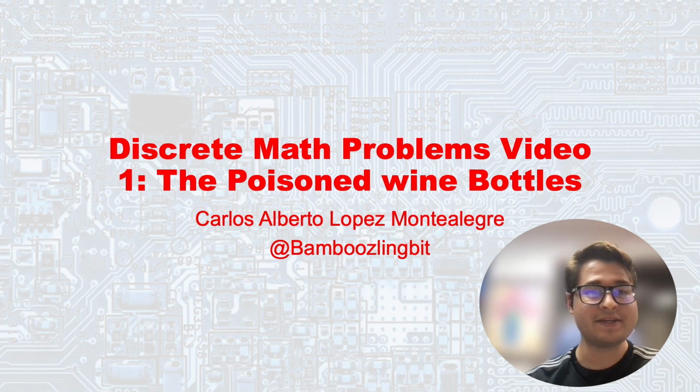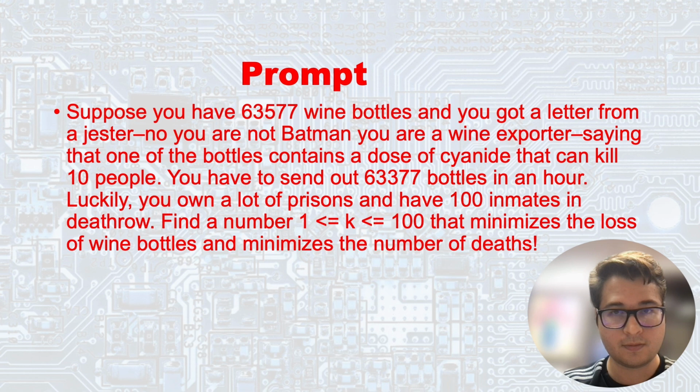So the problem of today is the poisoned wine bottles problem. Okay, so suppose you have 63,577 wine bottles, and you got a letter from a jester, no you're not Batman, you're a wine exporter, saying that one of the bottles contains a dose of cyanide that can kill 10 people, okay? You have to send out 63,377 bottles in an hour. Luckily, you own a lot of prisons and have 100 inmates in death row.